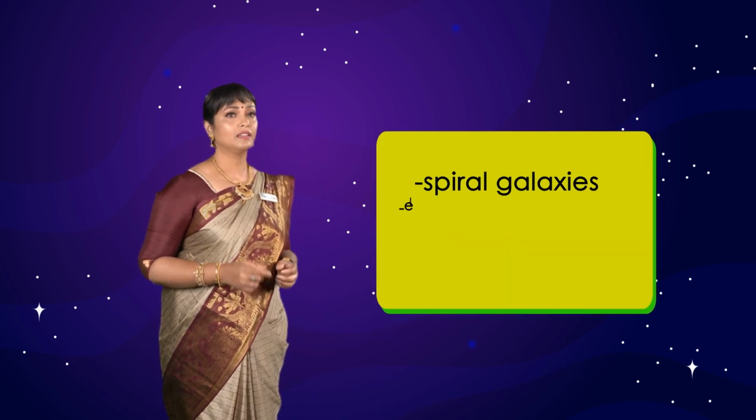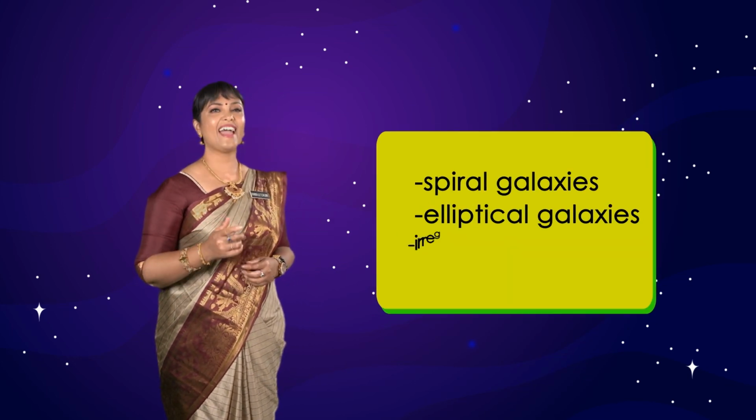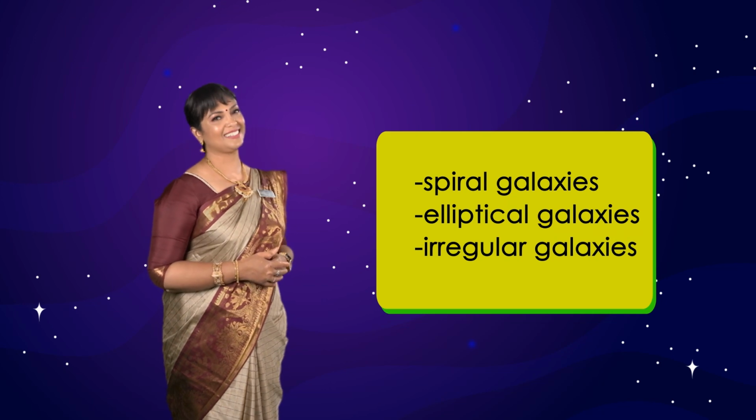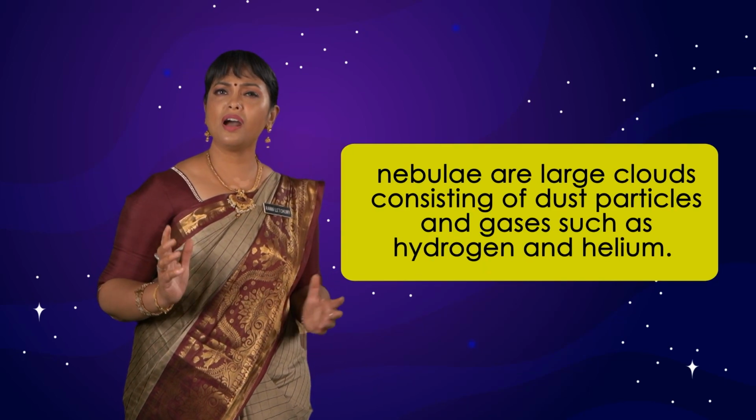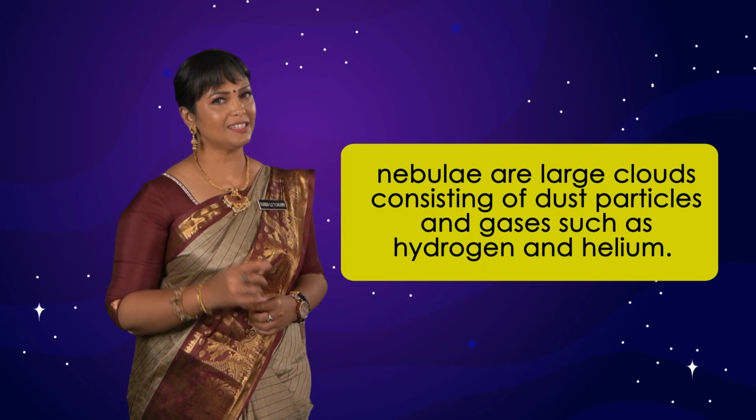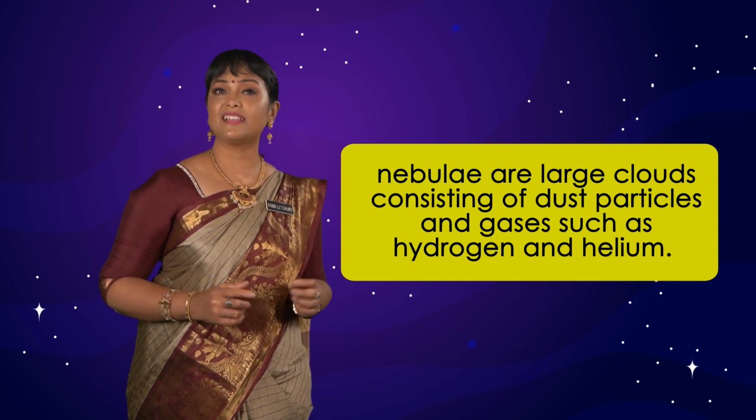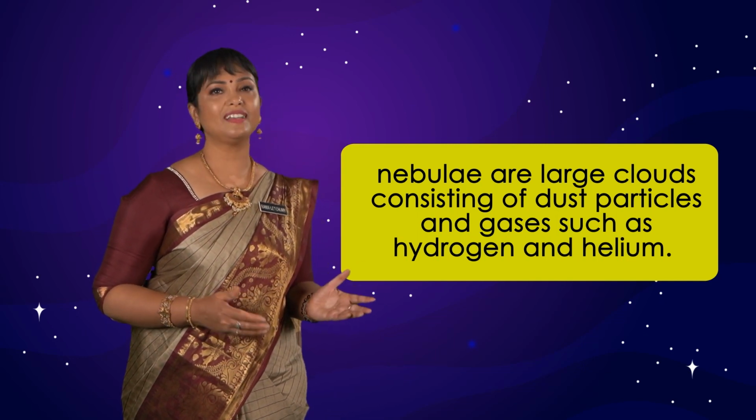We also learned about a few types of galaxies. Can you list the types of galaxy? Galaxies come in many forms, such as the spiral galaxies, the elliptical galaxies, and the irregular galaxies. We also learned about nebula. Nebulae are large clouds consisting of dust particles and gases such as hydrogen and helium.